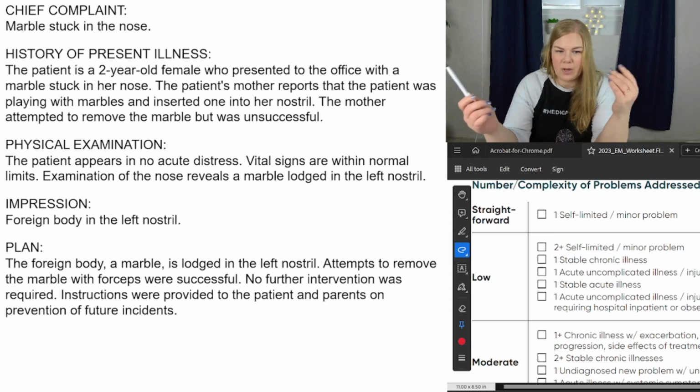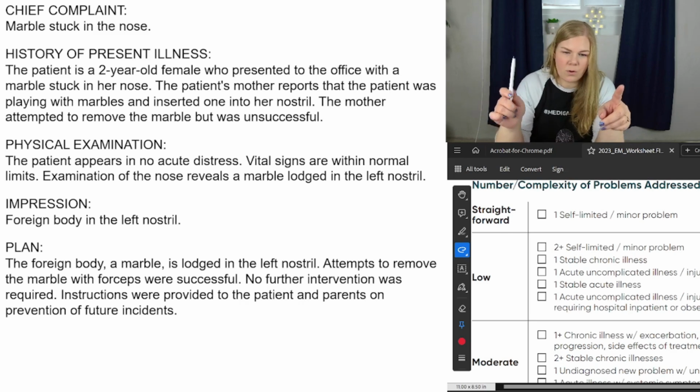So when we look at this, it's formatted like a typical office note. We have our HPI, we have our physical exam, we have our impression, our plan, but really look at this for a second. There was a foreign body removal, right? That marble lodged up that nostril, and we removed it successfully. We didn't require anything else.